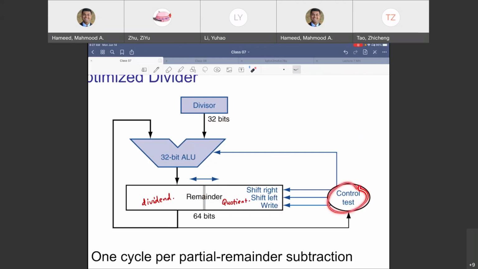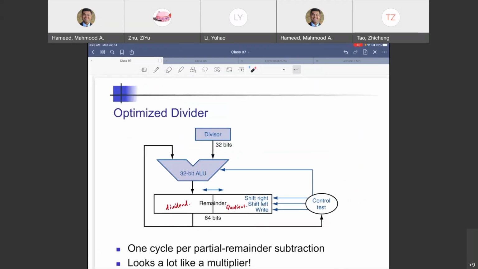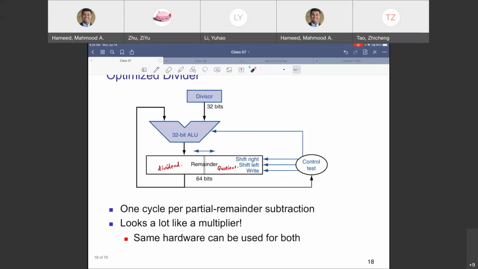And so the control is still doing the same thing, looking at the sign of the result, and depending on the sign of the result, it is going to either put a 0 in the least significant position of the quotient here, or put a 1 if the remainder was greater than or equal to 0. All right. So this sort of brings it down to the same hardware that we used for the multiplier, right? So it's very similar looking. It looks very similar to the optimized multiplier we had. We just called those registers by different names, right?